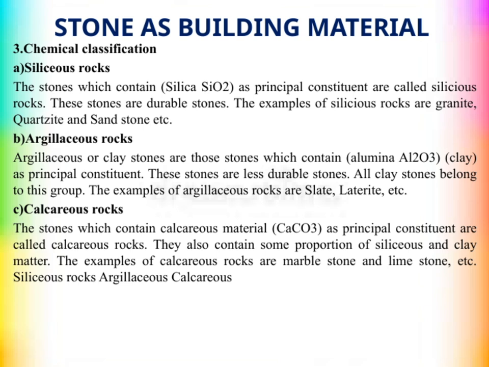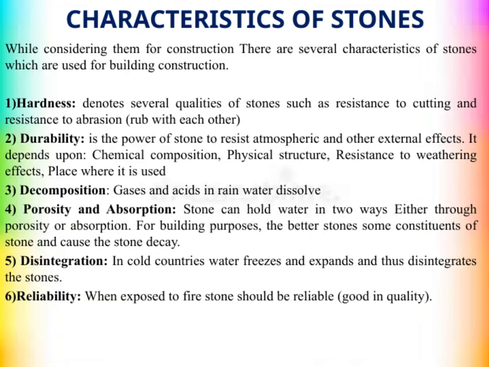Finally, we have calcareous rocks, which contain calcium carbonate, CaCO3, as their main component. They often also have some siliceous and clay matter mixed in. Marble and limestone are prime examples, popular choices, but they have different properties and uses. Recognizing these classifications helps us choose the right stone for the right application, balancing durability and aesthetic appeal in our building projects.